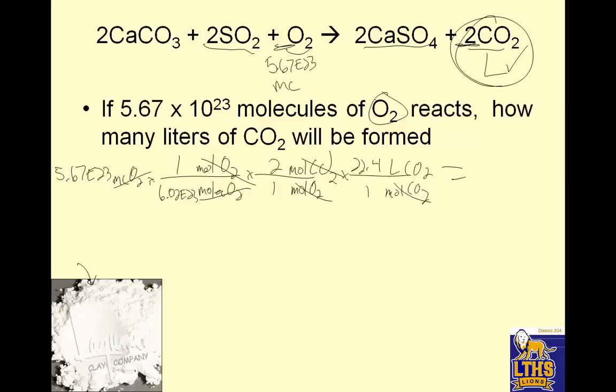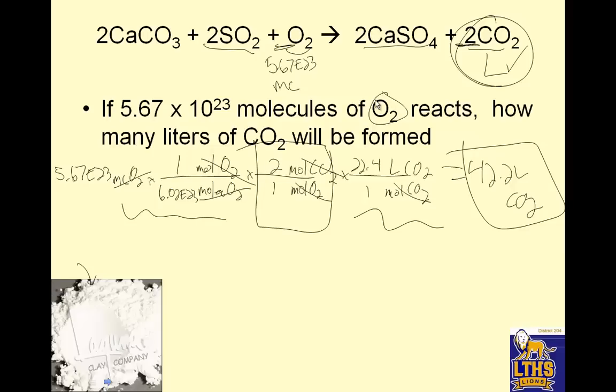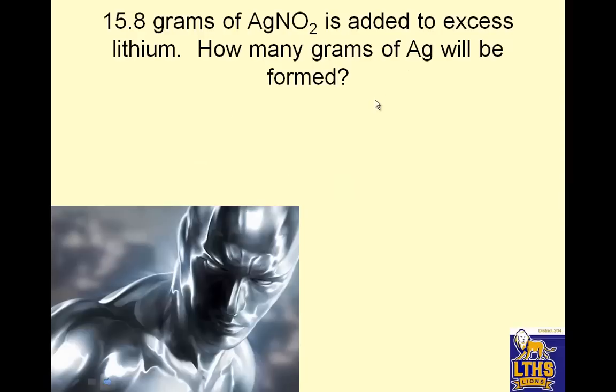And let's check it out. 5.67 E23 divided by 6.02 E23 times 2 times 22.4 is 42.2 liters CO2. And that's it. So basically, all we got to do is find our mole ratio, insert it in the middle of the last test, and we're cruising.